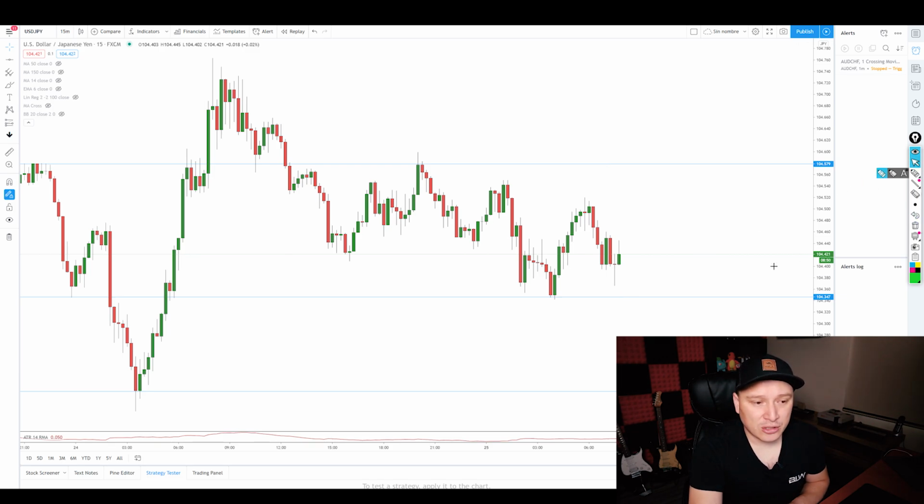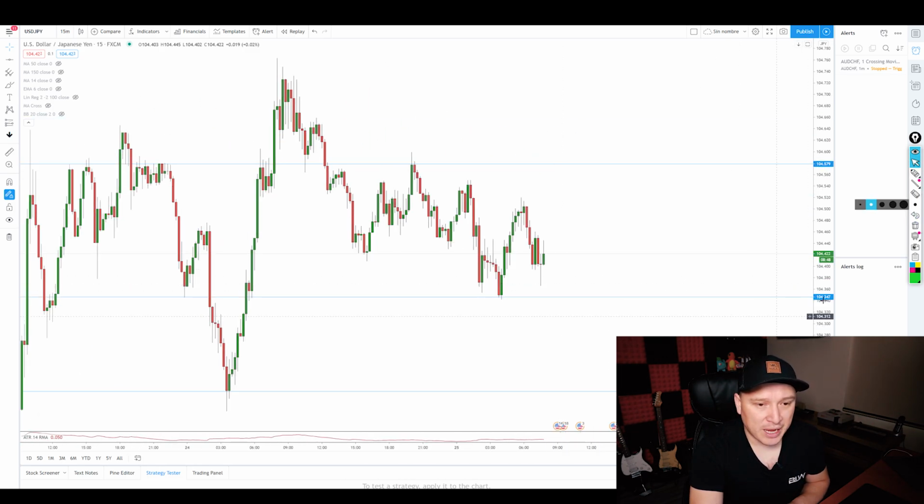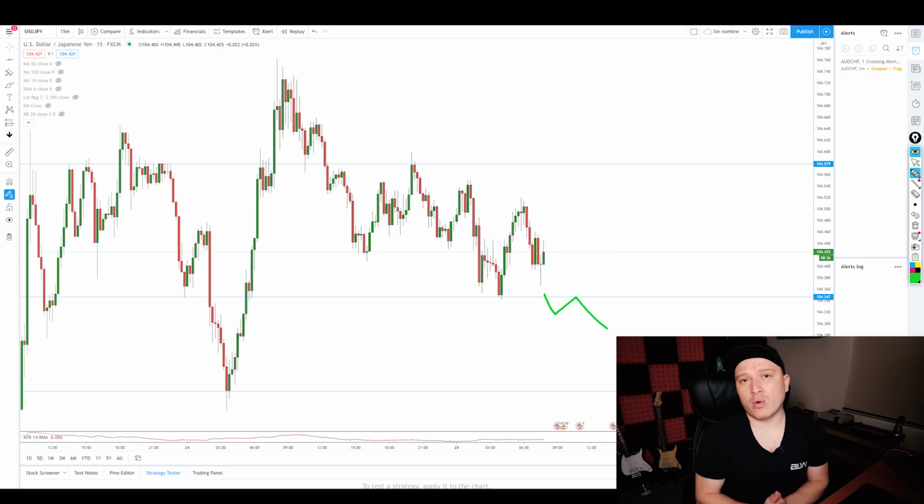Now, why is it that I drew 3 lines? Because if by any chance this support line gets broken, now this becomes a resistance level, and then you can enter for a put option here, and this becomes a new support level, so you can enter for a call right here.